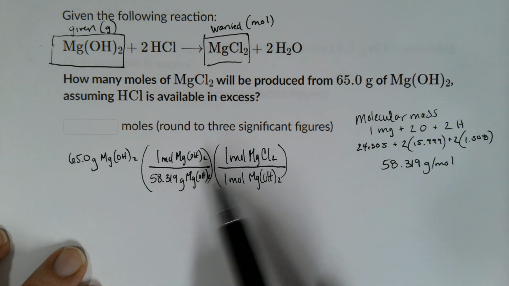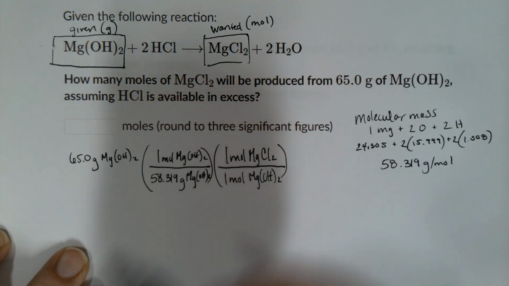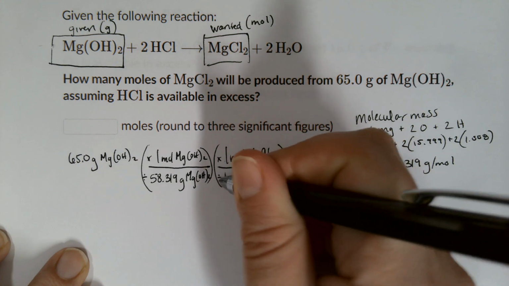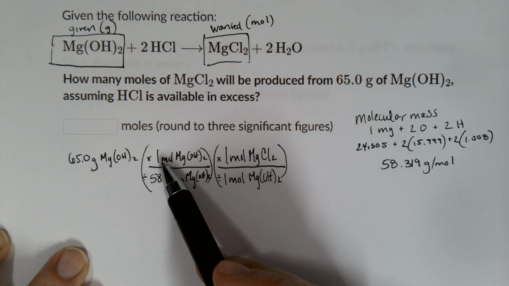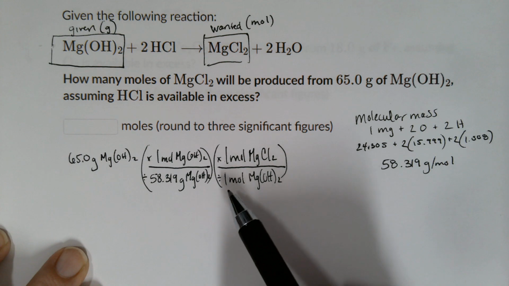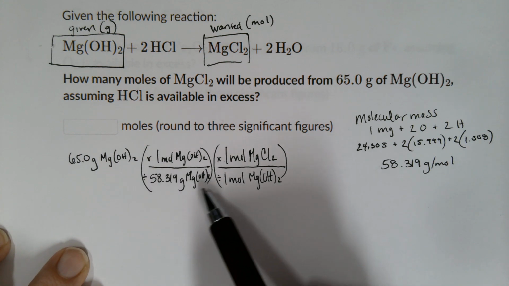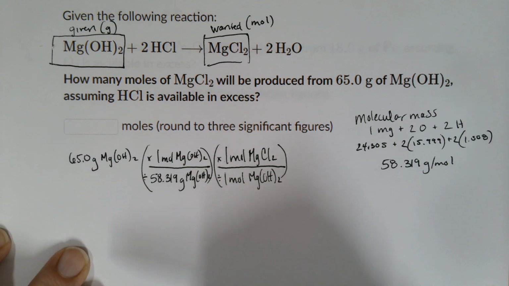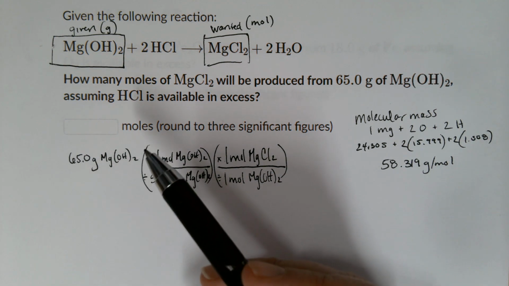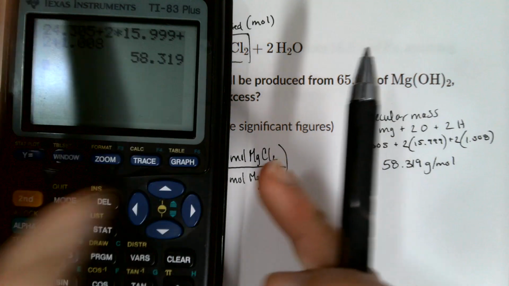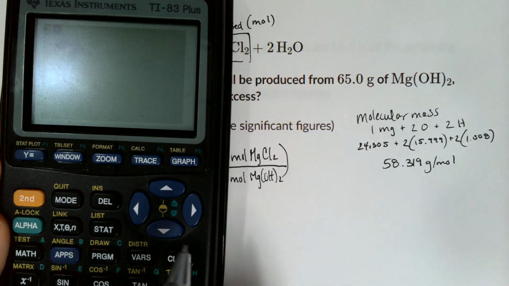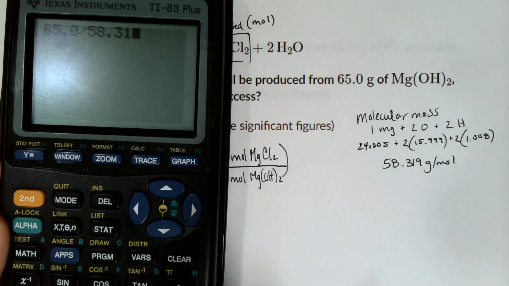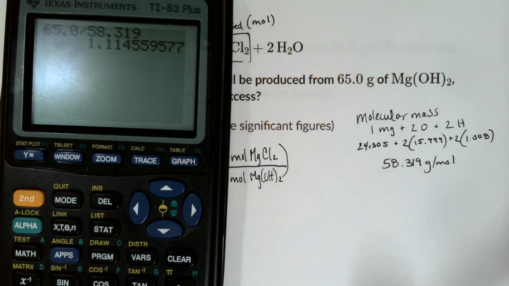So when I type this into the calculator, all I have to do is 65 times the top divided by the bottom times the top divided by the bottom. And I know you're thinking, well, do I really need to multiply and divide by the 1? No. You could skip those, because mathematically, when you multiply or divide by 1, it does not make a difference. So just type in 65.0 divided by 58.319. And there's our answer.